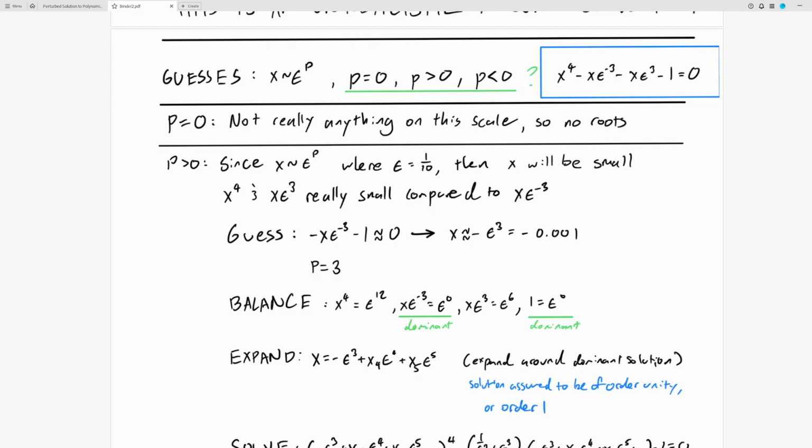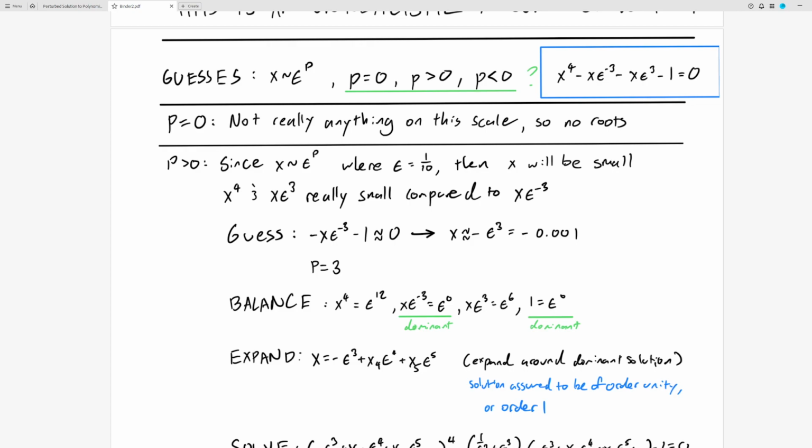So the only ones left that are going to be a reasonable size are x and epsilon to the negative third, and negative 1. So let's guess that these two are the dominant terms. This is still a guess. We're not too sure yet, but we'll be checking these later.